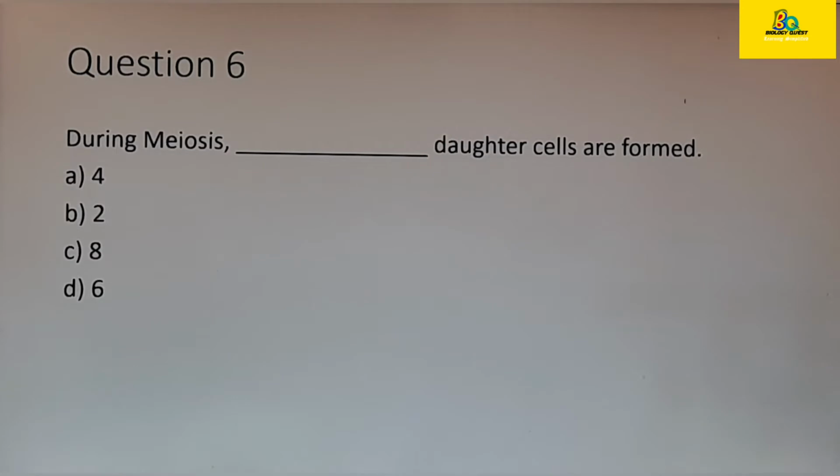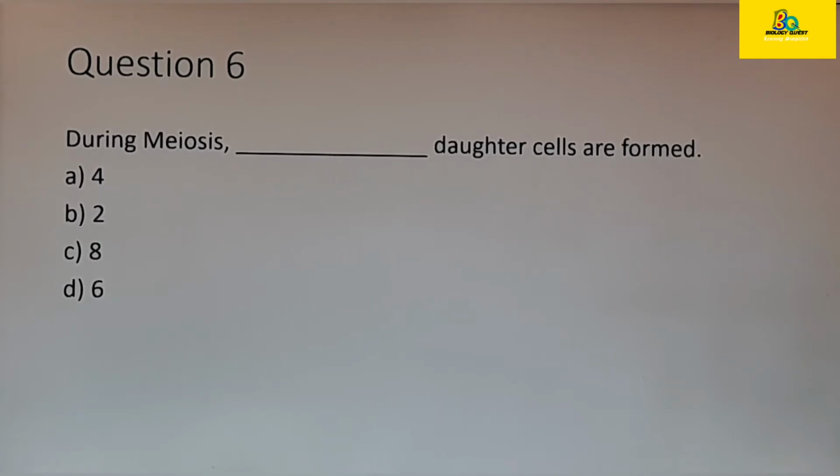Question 6. During meiosis, dash daughter cells are formed. How many daughter cells are formed during meiosis? Options are 4, 2, 8 and 6. During meiosis, a single parental cell will divide to produce 4 daughter cells because meiosis involves 2 divisions, meiosis 1 and meiosis 2. At the end of meiosis 1, we get 2 daughter cells. And each of these daughter cells again undergoes the second meiosis, resulting in the production of 4 daughter cells in total.